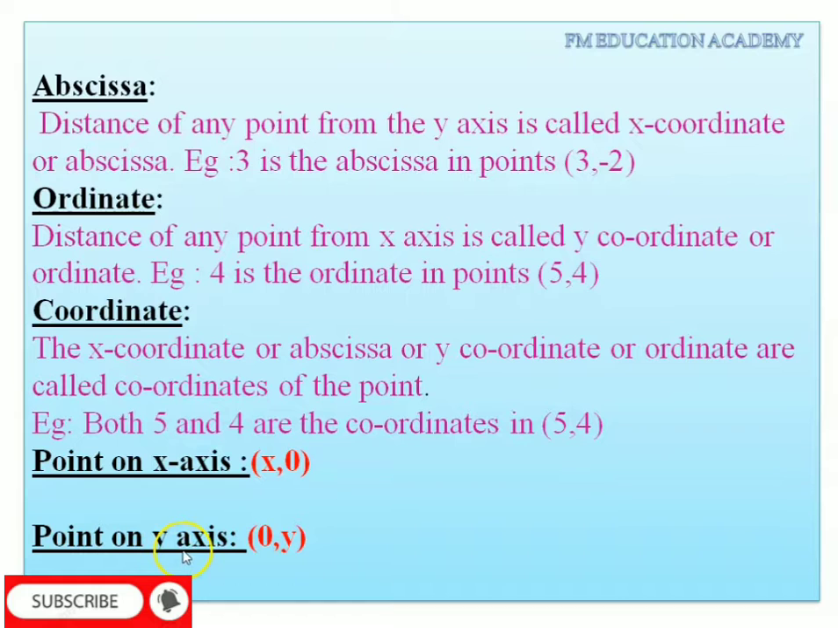Similarly, what is the point on the y-axis? The point on the y-axis is (0, y). As it is lying on the y-axis, it will have y magnitude, but as it is not lying on the x-axis, it will have 0 magnitude for x. So always remember, the point on the x-axis is (x, 0) and the point on the y-axis is (0, y).